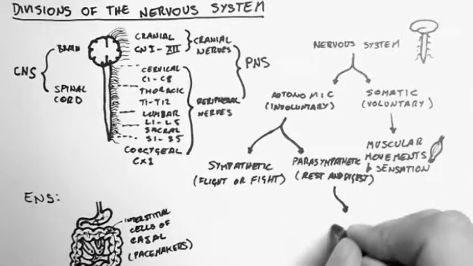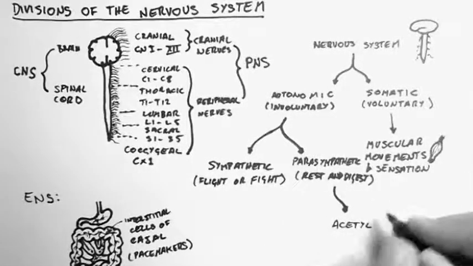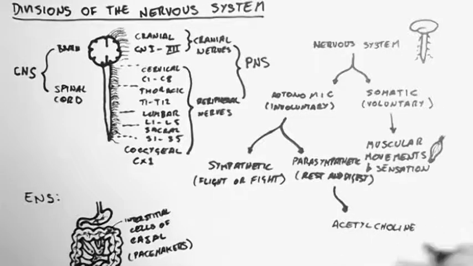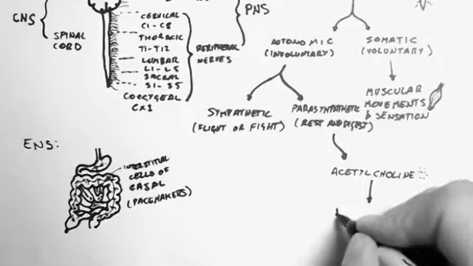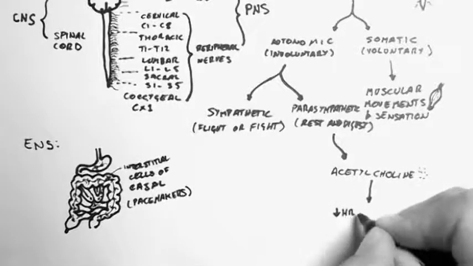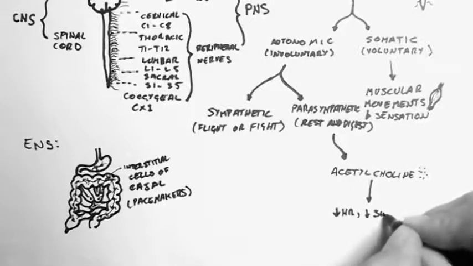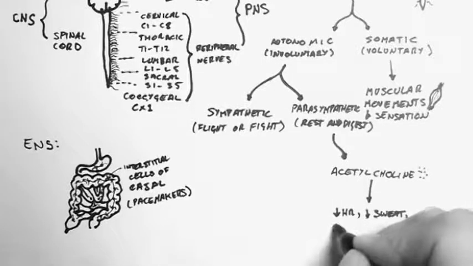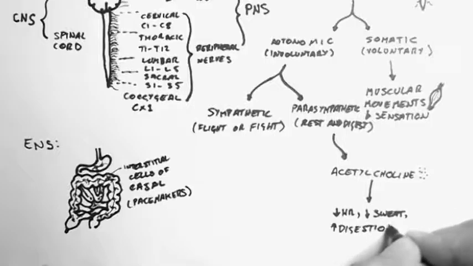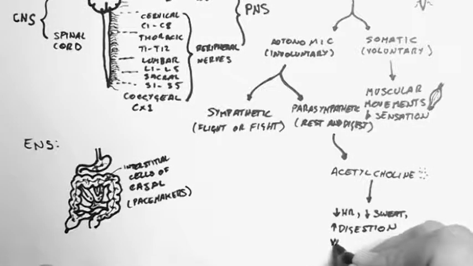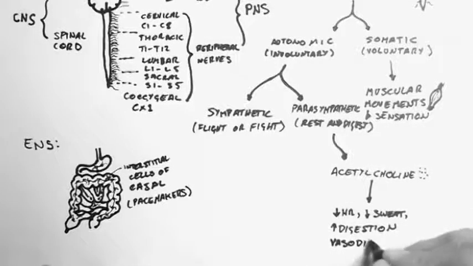Now the parasympathetic is characterized by neurons which release acetylcholine as their neurotransmitter. And these do things like reduce heart rate, reduce sweat, increase digestion, and also cause vasodilation. So these are things you'd normally do at rest.